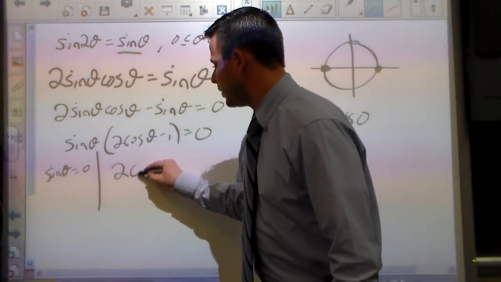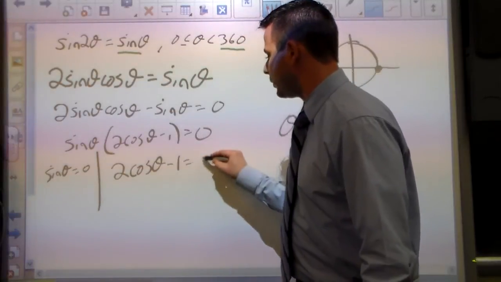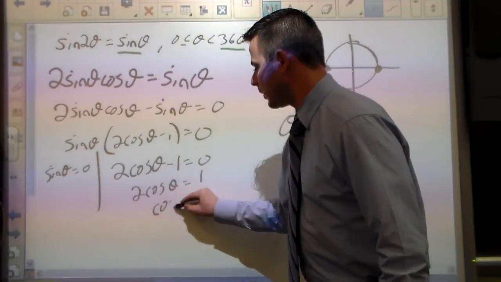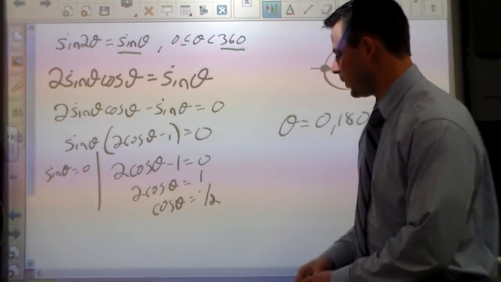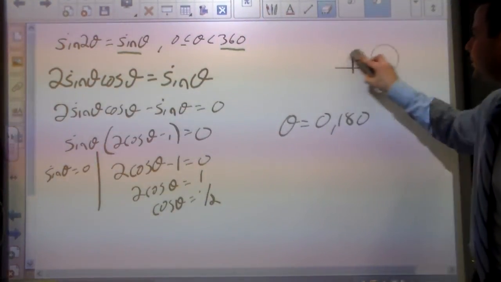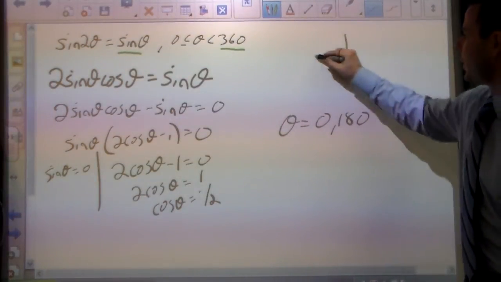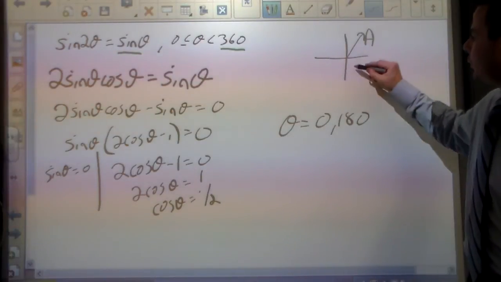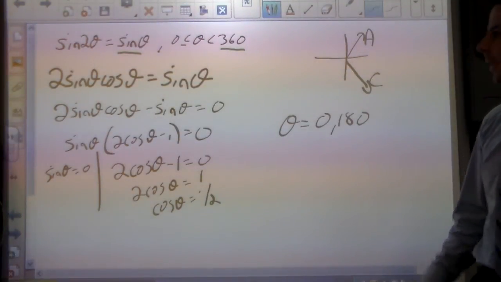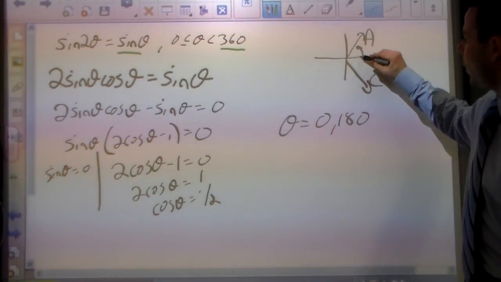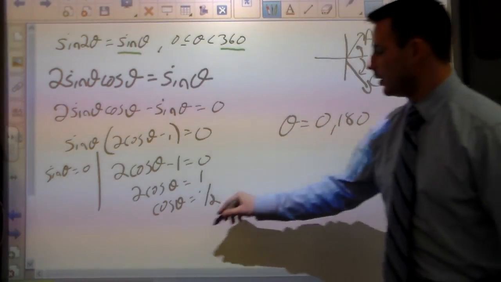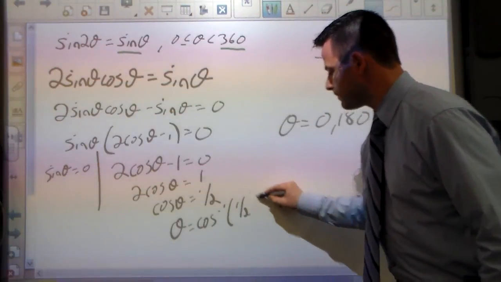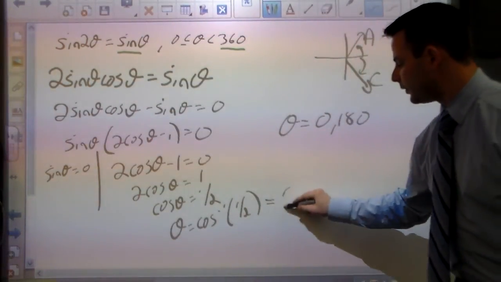For this half, 2 cosine theta minus 1 equals 0, 2 cosine theta equals 1, cosine theta equals 1/2. Well, cosine is a positive number. So let's find out what two quadrants, quadrant 1 and quadrant 4. So we're going to have a solution that looks like this and a solution that looks like that, which our reference angle will tell how much to go up and how much to go down. Let's take the inverse cosine of 1/2. And you should get a reference angle of 60 degrees.